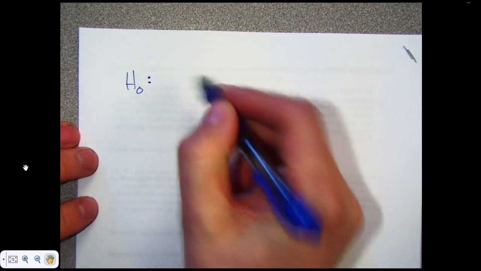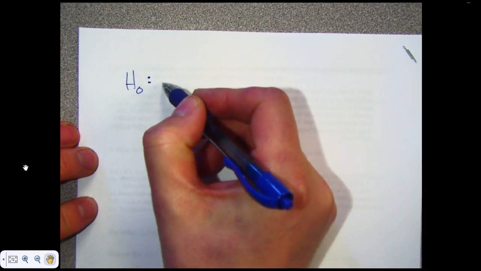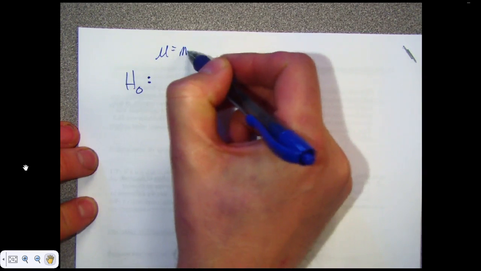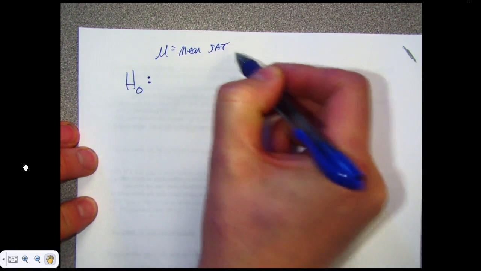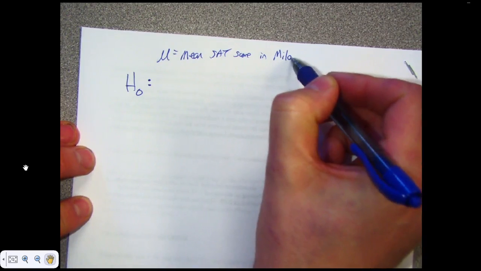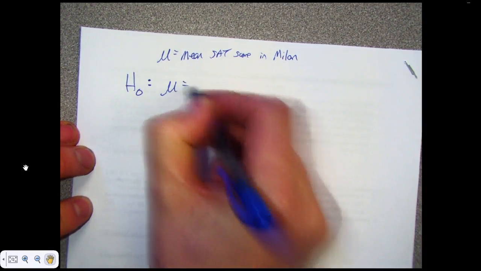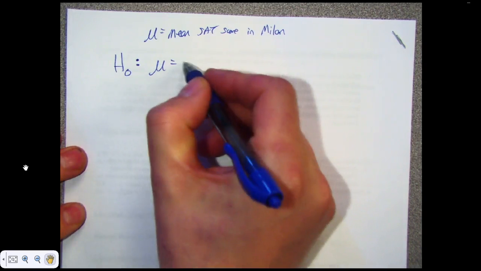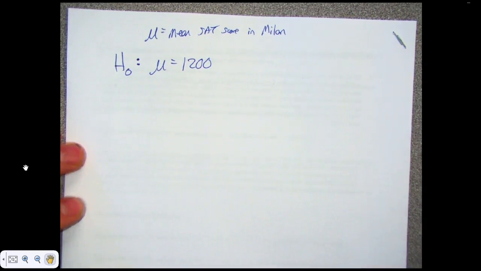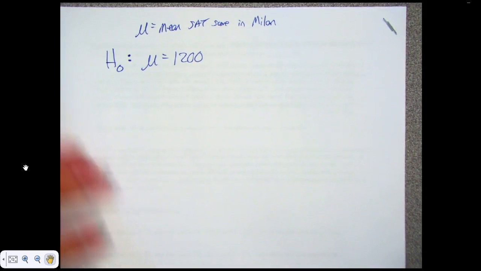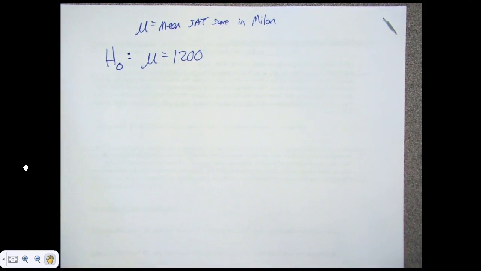So as an example, I might say mu equals the mean SAT score in Milan. And I'm going to some conference and I want Milan to look really good. And so I'm going to say, hey, at Milan we have an average SAT score of 1200. Which we don't. That's absurd. Average like 1000.